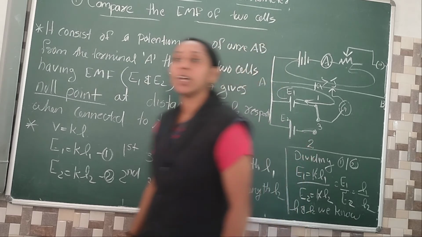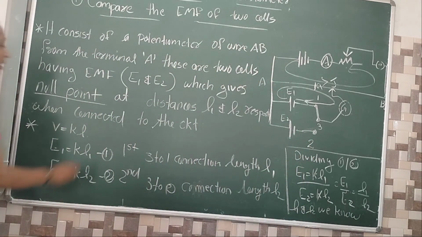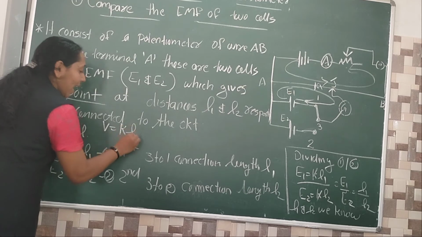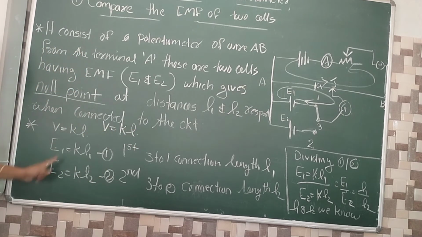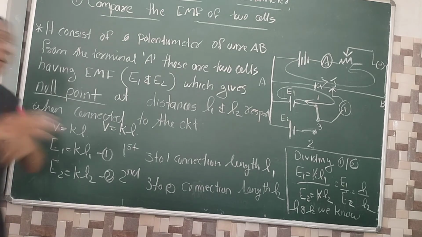You remember what is the principle of potentiometer? V equal to KL. Am I right? In this case, V equal to the cell's EMF. K is the potential gradient. E1, the first cell's length, how much is it? L1. What is the meaning of L1? Null point length. That is L1. This much clear? Similarly, repeat the process.